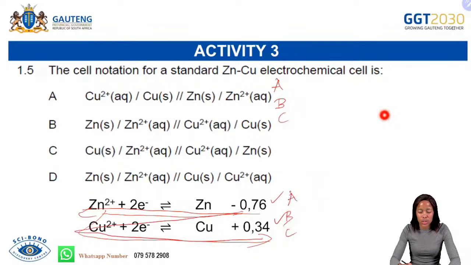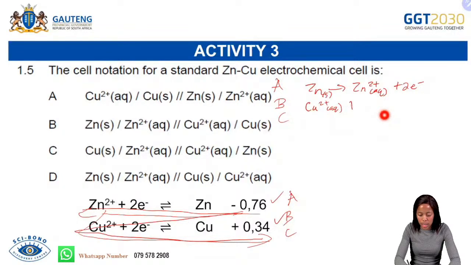Then remember we said you are going to write your oxidation half reaction. Remember, the oxidation half reaction you write from the left to the right. So you have Zn solid, because there's no charge, to give us Zn2+ aqueous, because we have a charge, plus 2 electrons. And then for the cathode, you copy and paste, but remember to write the single arrow. So Cu2+ aqueous plus 2 electrons to give us Cu solid.